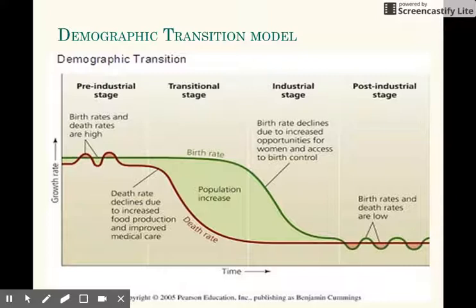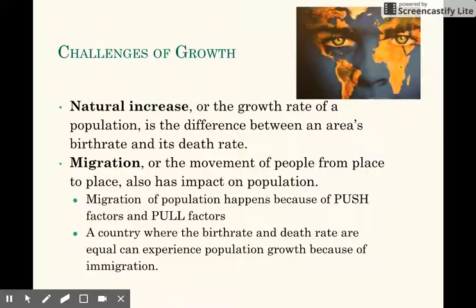Now, the post-industrial stage, this is where birth rates and death rates are low, and you're probably not going to see much population growth, except maybe if you allow migration. So, there are challenges of growth. The natural increase rate or the growth rate of a population is the difference between an area's birth rate and its death rate. Migration, or the movement of people from place to place, also has an impact on population.